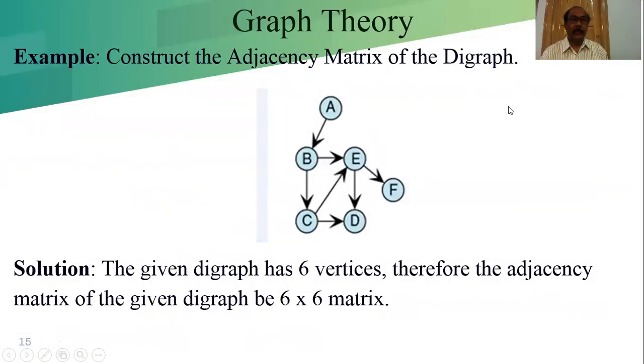According to the definition of the adjacency matrix of the digraph, let us consider a digraph. With the help of this graph, we have to construct the adjacency matrix. How many vertices are here? 1, 2, 3, 4, 5, 6. The given digraph has 6 vertices. Therefore, the adjacency matrix is a binary square matrix of order 6 by 6.